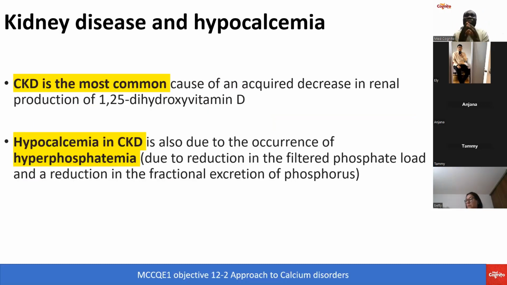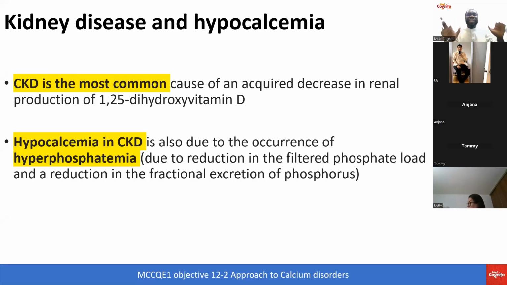Kidney disease is the most common cause of acquired disease in renal production of vitamin D. Now, how will I be able to tell if a patient presented to me in a board exam situation has hypocalcemia as a result of kidney disease? You realize that those patients with hypocalcemia in kidney disease also present with hyperphosphatemia. If I were you, that's what I will write in my book. Hypocalcemia plus hyperphosphatemia in a board exam situation, I'm thinking about kidney disease.